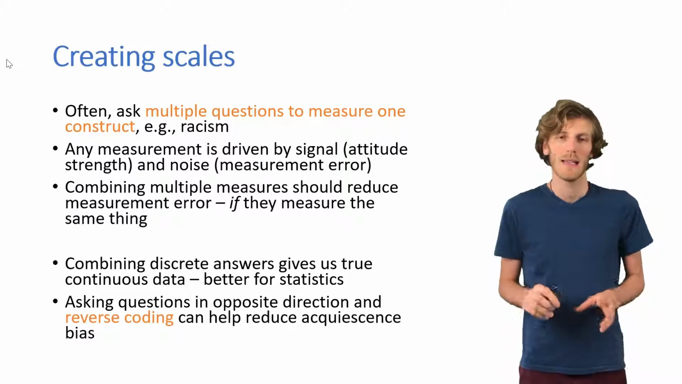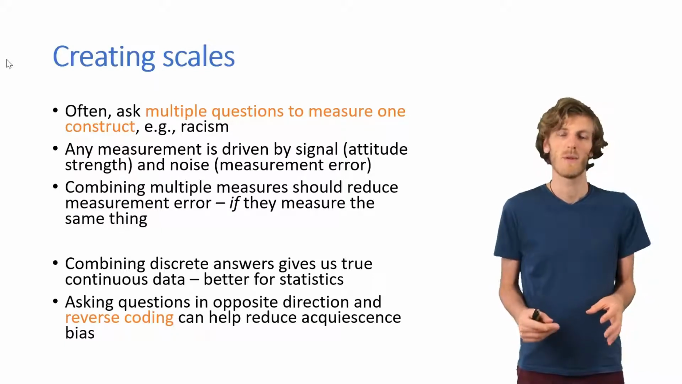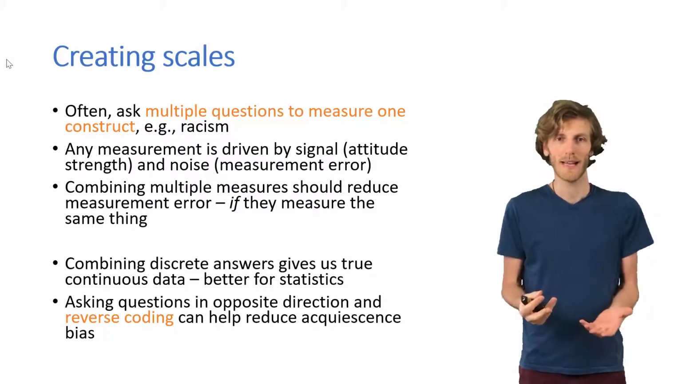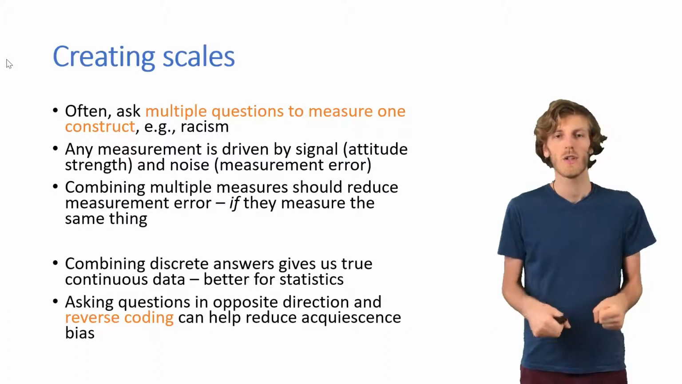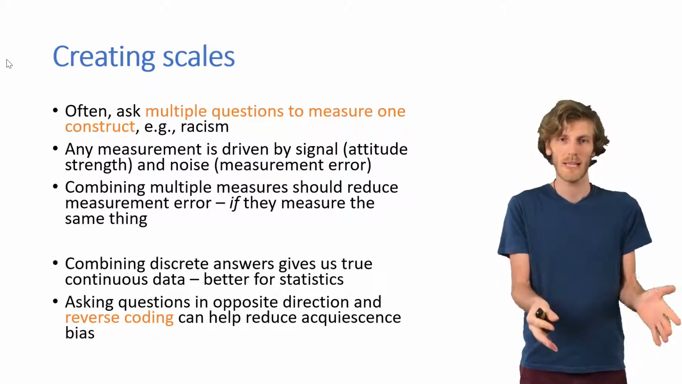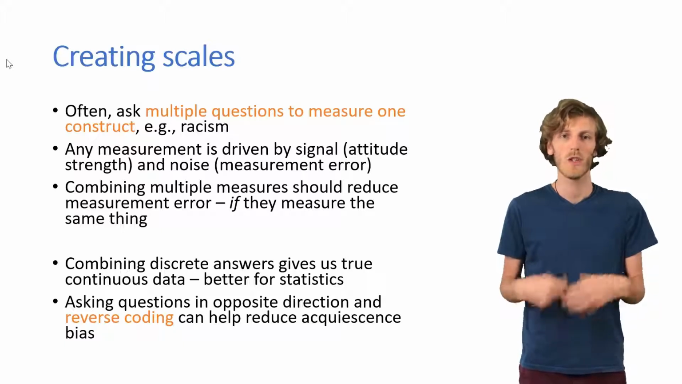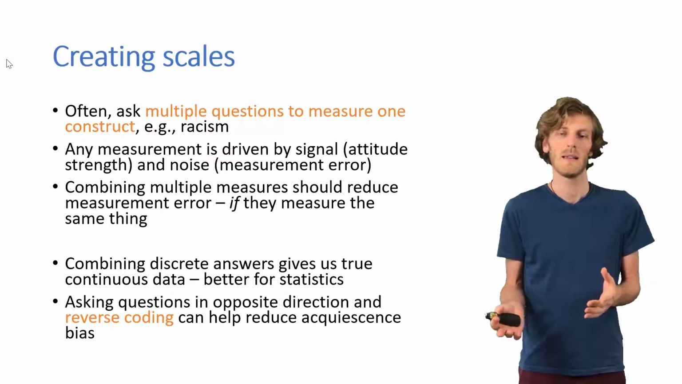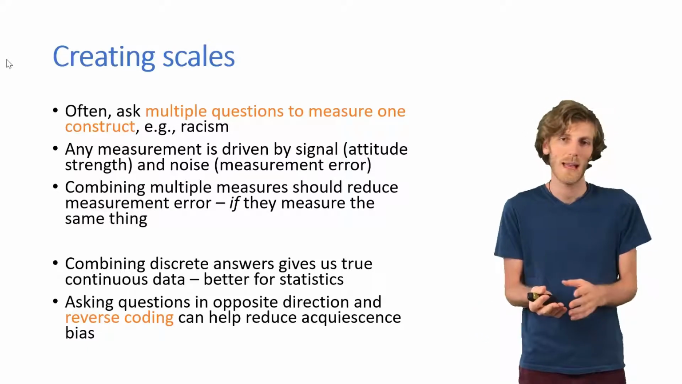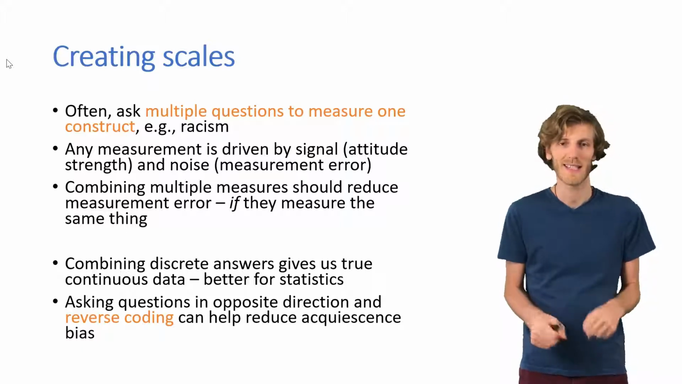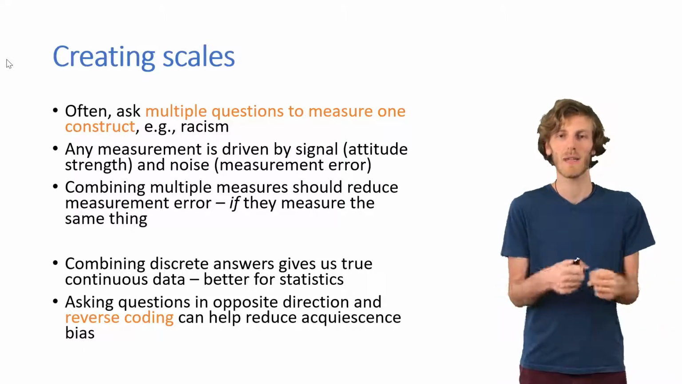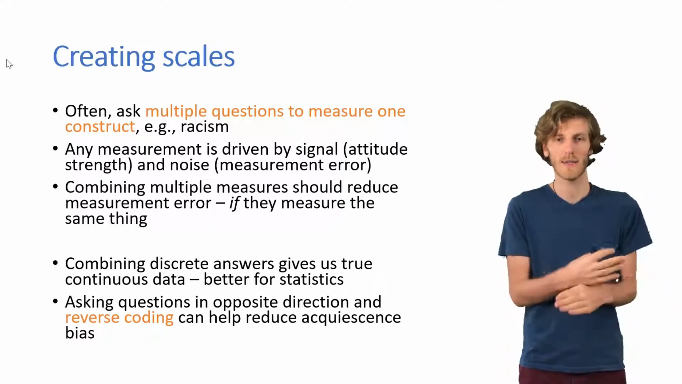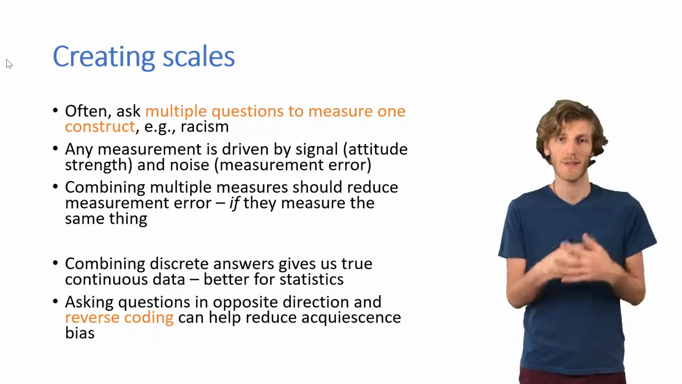And then the final reason is that if we use more than one item, we can have items that go in opposite directions. So for egalitarianism, we could have an item that says, do you agree that it's important that everyone is treated equally? Or we could have one item that says, do you agree that it is important that there are differences that motivate people to work hard? And then we would need to reverse code one of them. But if we have people that always have a tendency to say yes, then that would equal out across those two items. So having a scale allows us to ask items that go in different directions and thereby reduce any impact of an acquiescence bias.